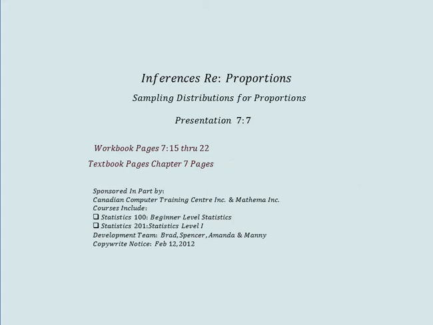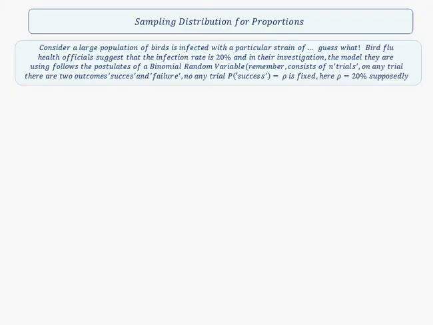The topic is inferences regarding proportions. This material is in your workbook, pages 715 onwards, and your textbook, chapter 7. To illustrate the concepts involved, we're going to consider a large population of birds infected with a particular strain of bird flu. The infection rate is around 20%, and we're going to suggest that the binomial random variable model applies here, and you should review those.